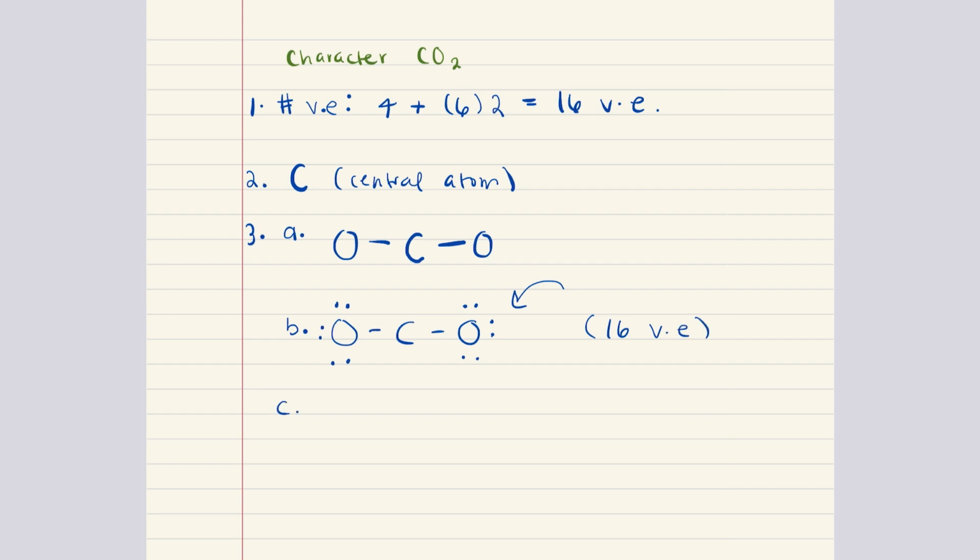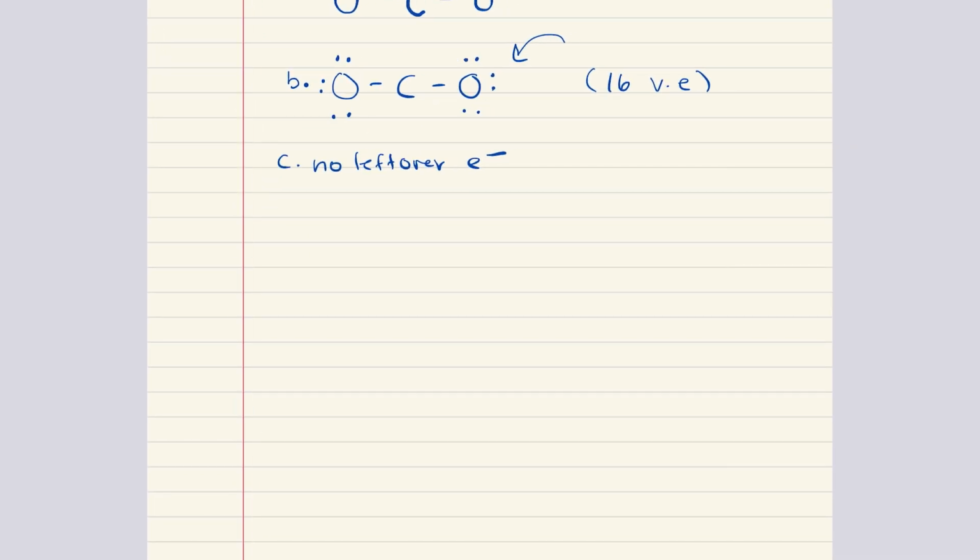So moving into the last part of step 3, where we want to put any leftover electrons on the central atom, we recognize that we actually have no leftover electrons. Now we can move into our final step, step 4. This step is really important.